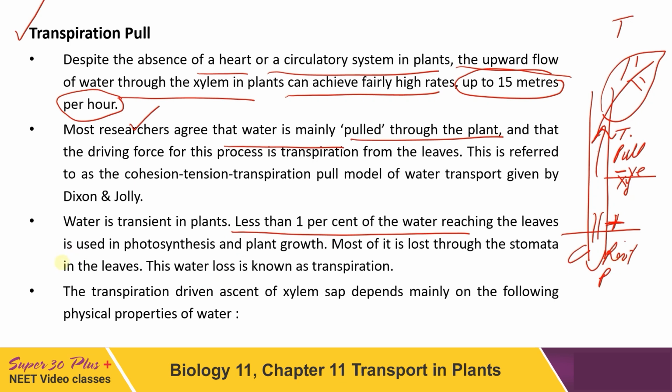The water, you see, less than 1% of the water absorbed by the plant is used by leaves in photosynthesis. Maximum water, in excess, is lost through stomata in the leaves, and this loss of water in the form of vapor is known as transpiration.